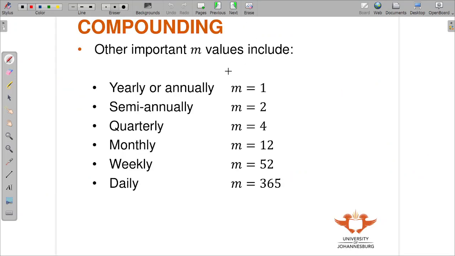So now, if we say compounded yearly, then m is 1. Compounded semi-annually, then m is 2. Compounded quarterly, then m is 4. Compounded monthly, then m is 12. Compounded weekly, then m is 52. Compounded daily, then m is 365. Please watch out for that because that is one of the key things when we are dealing with financial mathematics.